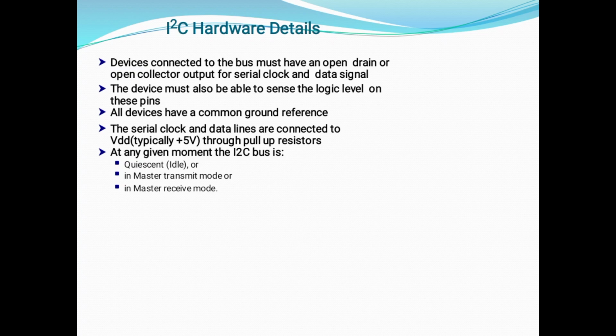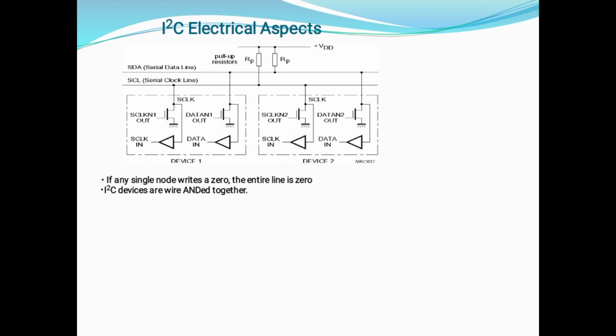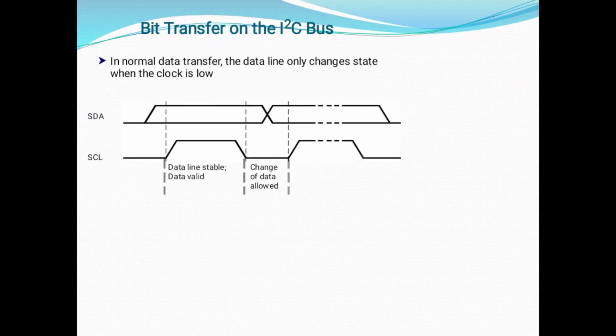The serial clock and the data lines are connected to typically 5 volts through pull-up resistors, and at any given moment the I2C bus is quiescent, in master transmit mode, or in master receive mode. So the I2C structural diagram is given here. If any single node reaches 0, the entire line is 0. I2C devices are wire-AND together.